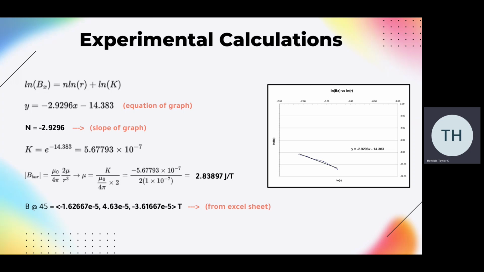We also have the value of mu to be 2.83897. And we also have the 45-degree angle axis magnetic field as shown below in the Excel sheet.